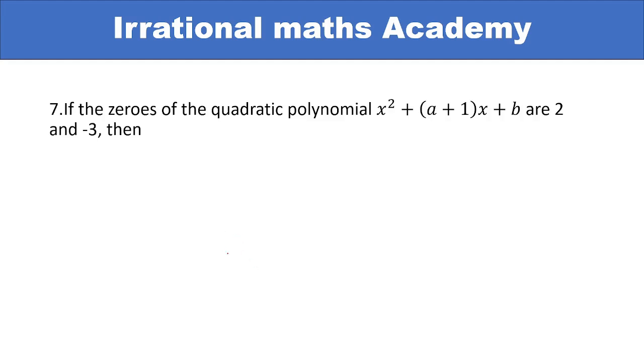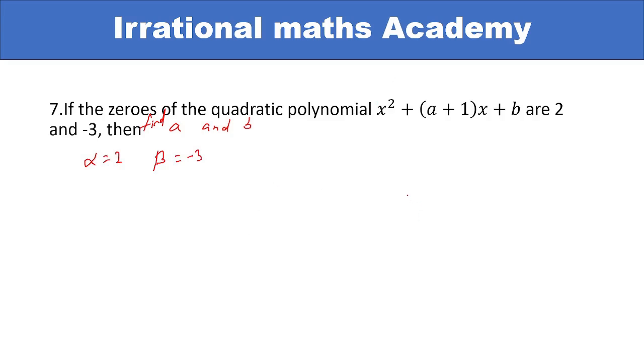Next. If the zeros of the quadratic polynomial are 2 and minus 3, then what we are supposed to find out? A and B, I think. They didn't mention it, or I didn't write it here, but you are supposed to find the A and B values. So let me see here. Alpha I'll take as 2 and beta I'll take as minus 3.